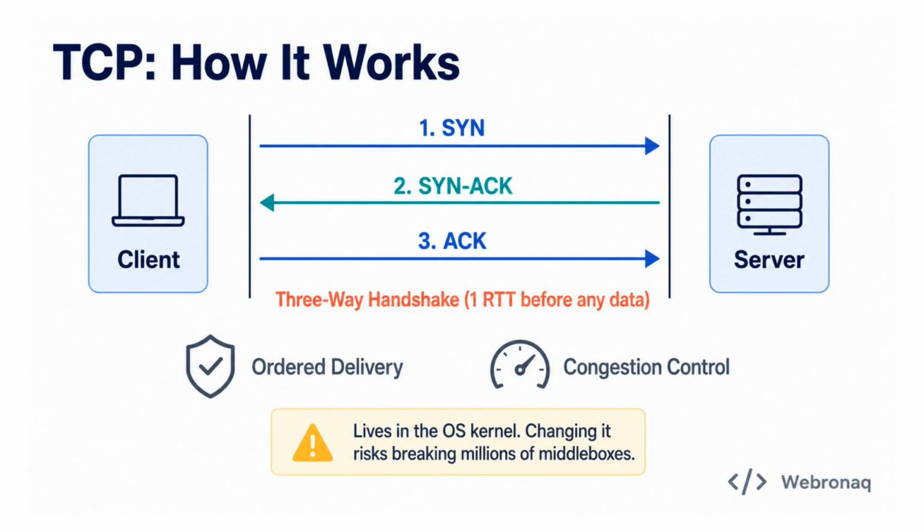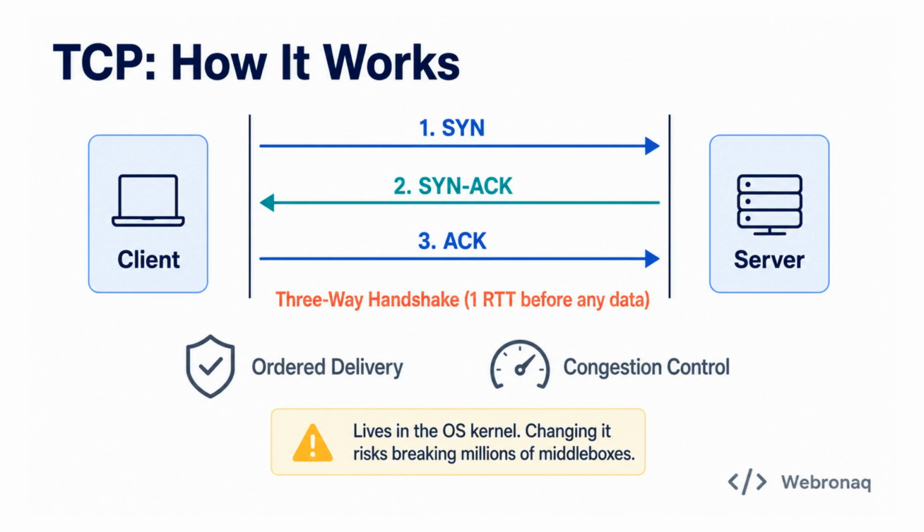Alright, let us start with the workhorse. TCP, the Transmission Control Protocol, was designed to be reliable. Before your browser can send a single byte, it runs what is called a three-way handshake. The client sends a SYN packet, the server replies with SYN-ACK, and the client confirms with ACK. That costs one full round trip before any data moves.